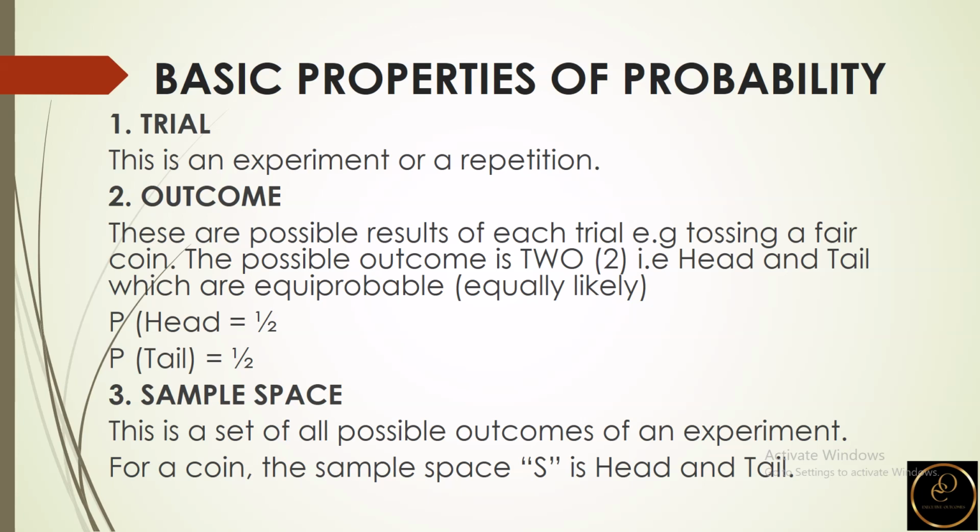The other one is what we call sample space. When you hear of a sample space, what should come to your mind is that this is taken to be a set of all possible outcomes of an experiment or repetition. In the case of the coin, the sample space denoted by the letter S is head and tail. These are the possible outcomes when you toss a fair coin. So this is the sample space.